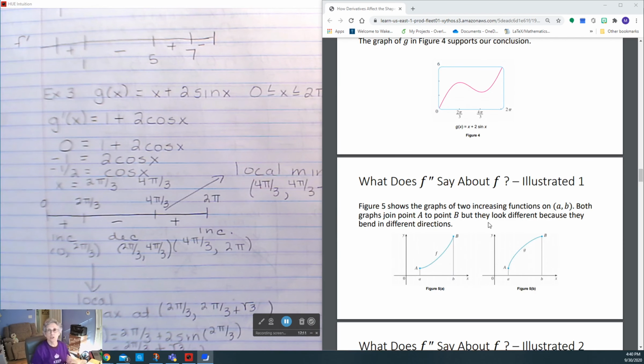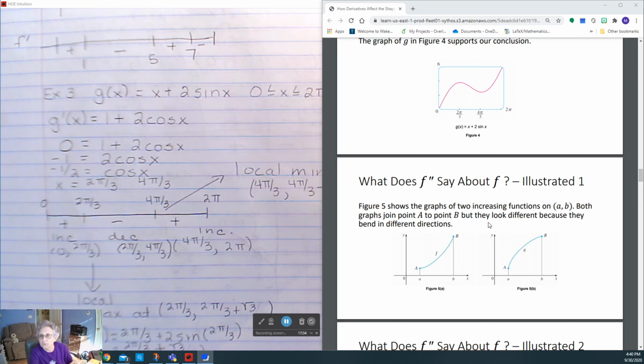Now let's go on to the second derivative. What does the second derivative tell us? Well, in our position function, velocity, acceleration, it told us about how the velocity was changing. So with derivatives, it's going to tell us how the slope is changing.